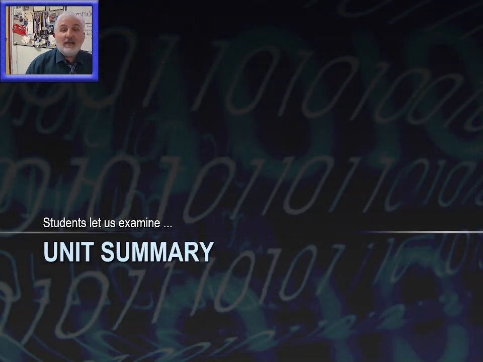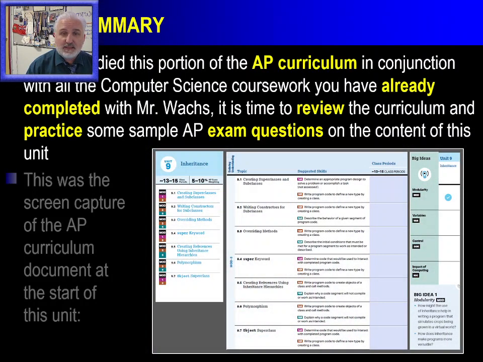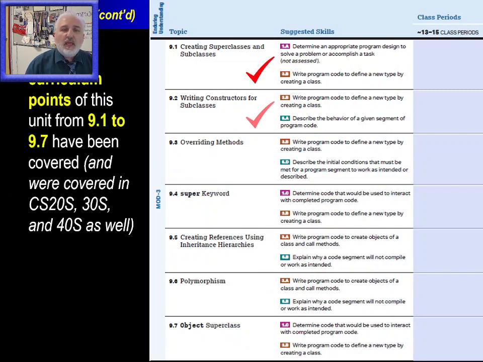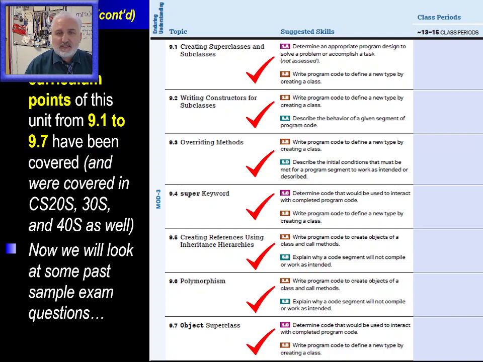All right, let's summarize Unit 9 of the AP curriculum, Inheritance. So this was what we started out at the beginning of this video looking at, the specifics of how this is covered in the AP curriculum. Here are sections 9.1 to 9.7: creating superclasses and subclasses, writing constructors for subclasses, overriding methods, the super keyword, creating references using inheritance hierarchies, polymorphism, and the object superclass.